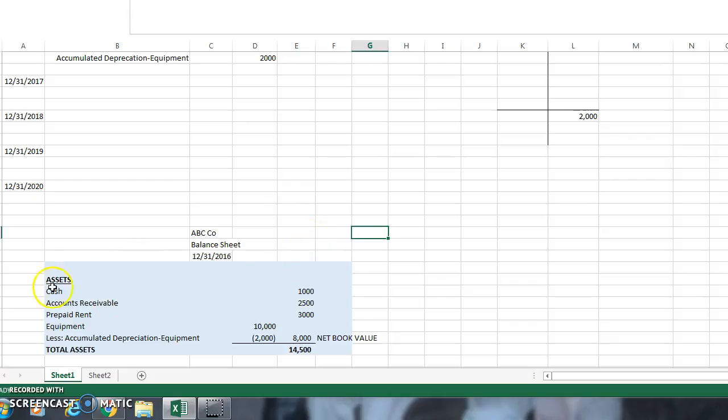This is just a piece of the balance sheet, and I have here only the asset section. I've listed cash, accounts receivable, and prepaid rent.